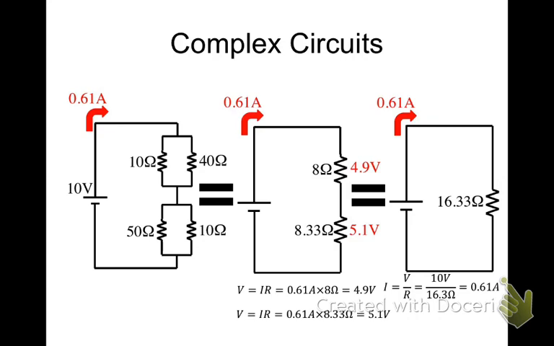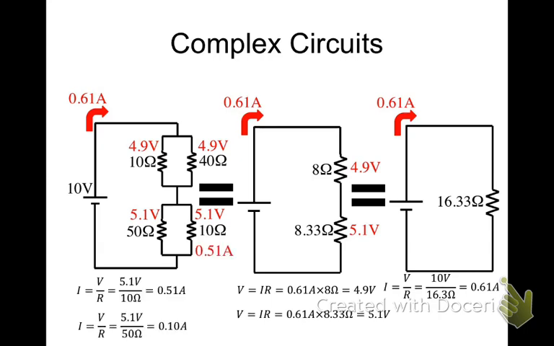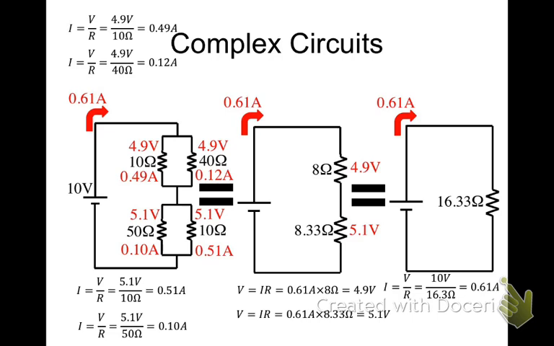But it's not really an 8 and an 8.3, is it? The 8 is actually a 10 and a 40. What stays the same when I split a 10 and a 40 out in parallel? Voltage stays the same, so I know it's 4.9 volts on both sides of that branch, and I know it's 5.1 volts on the other side of that. So I've got voltage and resistance, and I just do V over R 4 times. 5.1 over 10 is 0.51 amps. 5.1 over 50 is 0.1 amps. And then up here, 4.9 over 40 is 0.12, and 4.9 over 10 is 0.49. You with me?